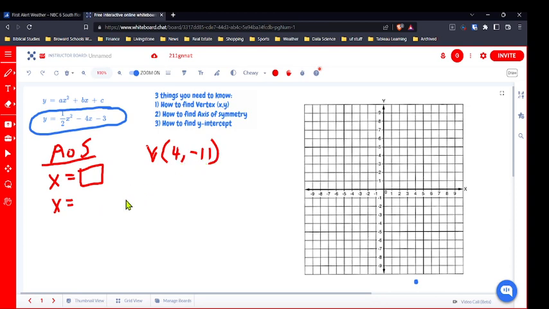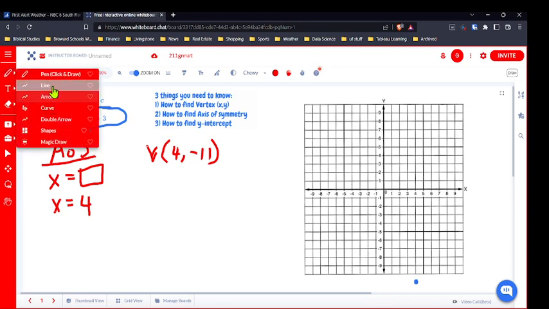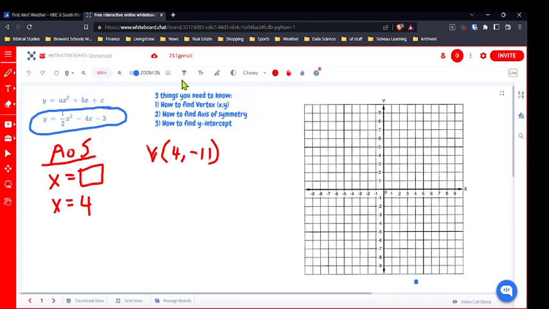So it's a vertical line, and here's what's special about it. It's a vertical line that goes right through the vertex, okay? So in this case, our vertex has an x value of 4. So our axis of symmetry will be a line that goes right down the middle of the parabola, which means that it also goes right through the vertex, okay? So what I'm going to do is come over here, and I'm going to get a little line tool. Okay, and I'm going to make this a dashed line, okay?